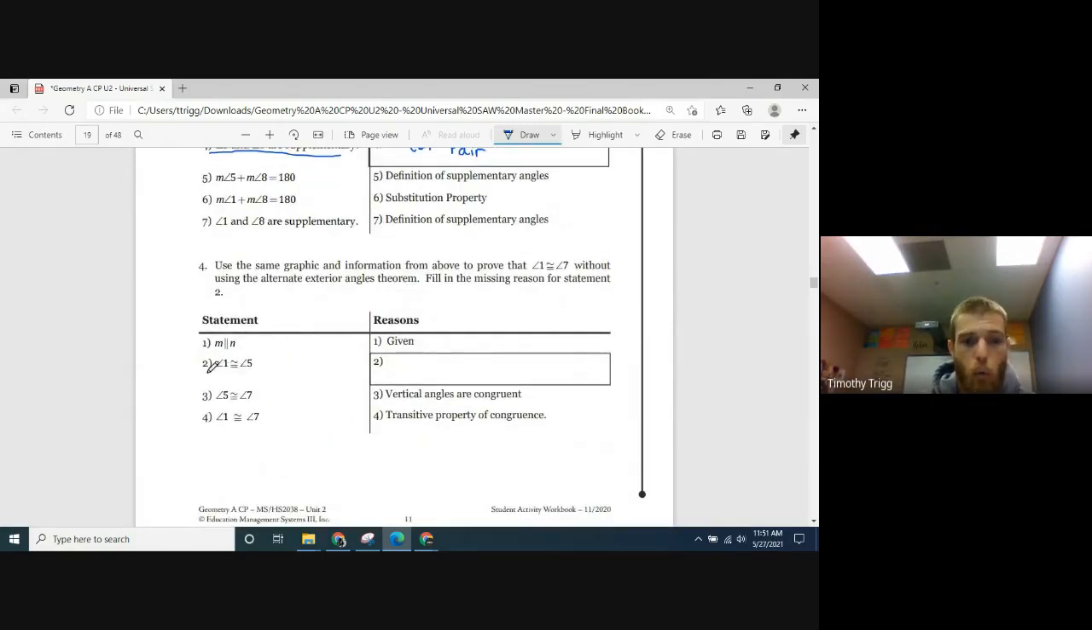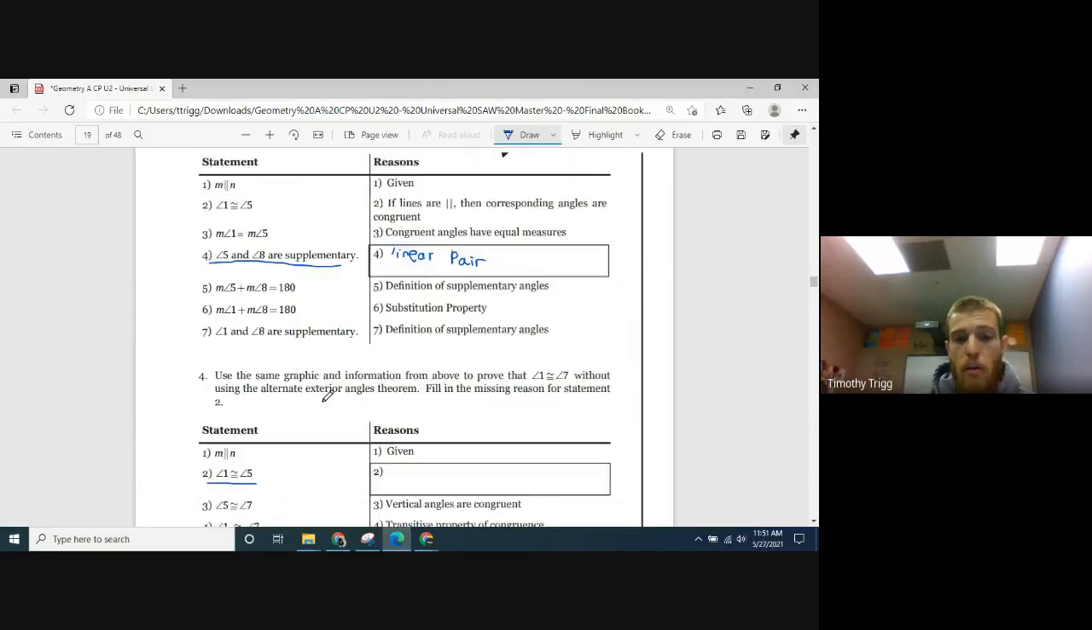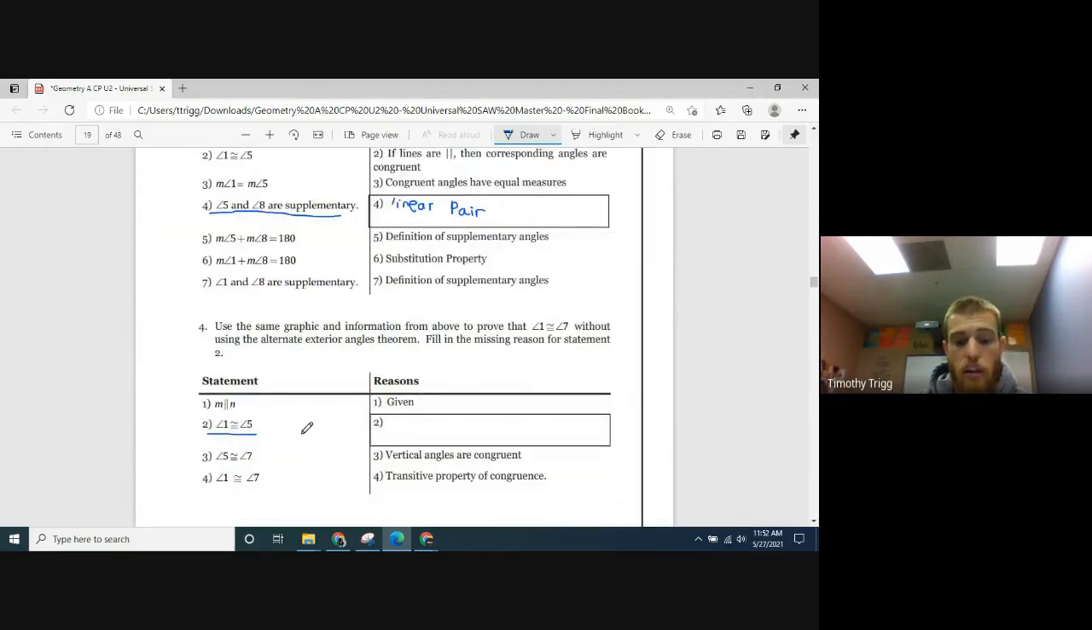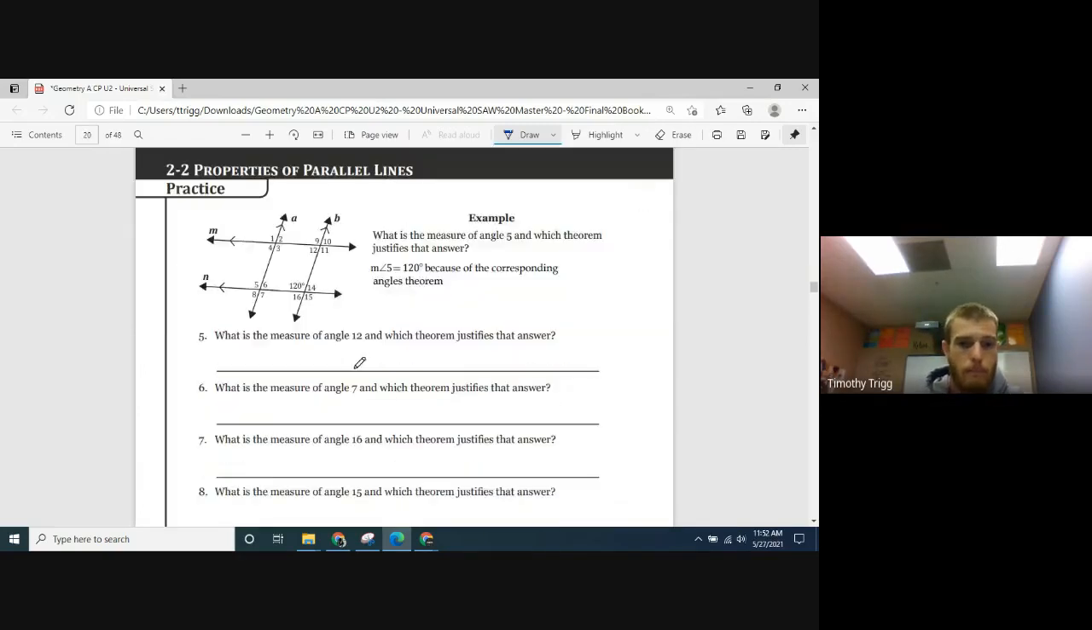Here, angle 1 is congruent to angle 5. How do we know that's true? Let's look at our picture. Angle 1 and angle 5. Well, what's the relationship between angle 1 and angle 5? Well, they're in corresponding positions. They are corresponding angles. So how do we know angle 1 is congruent to angle 5? Because they are corresponding angles. Corresponding angles. Okay. Great. Cool. Move on.